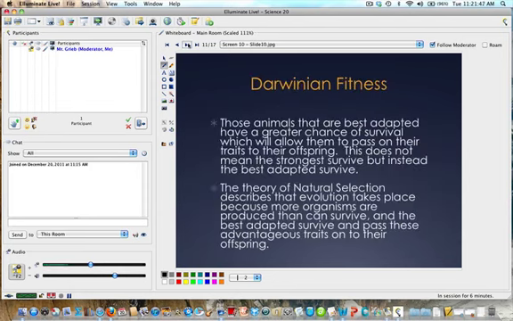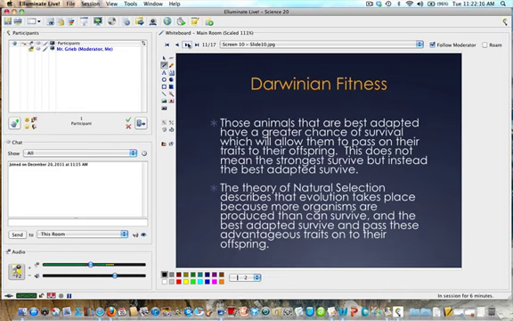Now, Darwinian fitness is connected with those animals that are best adapted and have a greater chance of survival, which allows them to pass on their traits to their offspring. So Darwinian fitness is all about being able to reproduce and pass on your traits. This does not mean the strongest survive, but instead the best adapted survive.